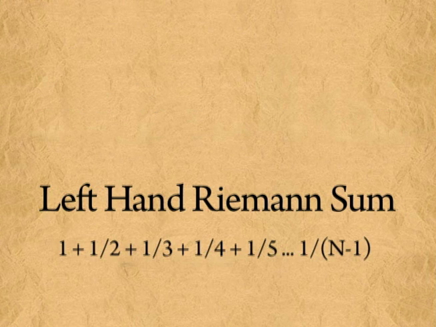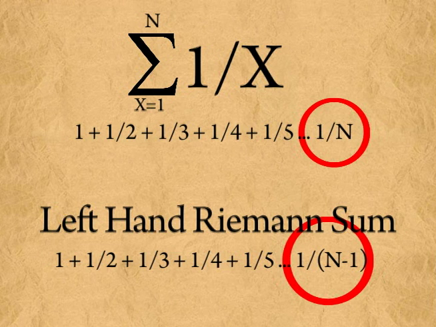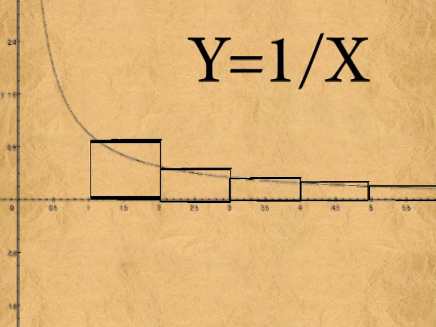However, it's missing something. Our equation here, the sum from 1 to n of 1 over x, has one more term on the end. We can therefore say that the Riemann sum is less than the full distance. Also, looking at the graph, we can see that the total area of the Riemann sum is greater than the total area under the graph.